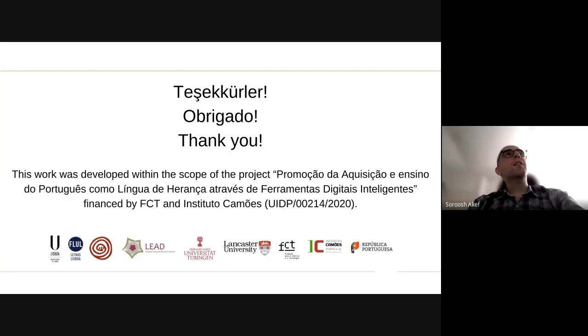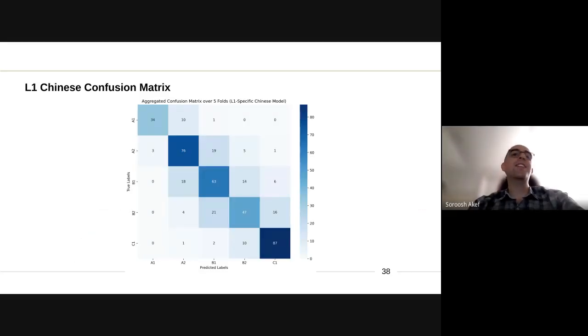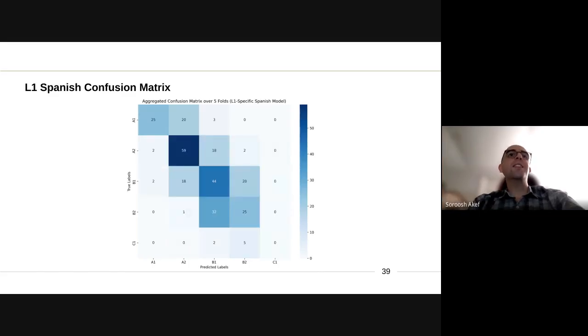Right. So basically, data imbalance is always an issue there. And actually, I have a slide here, so we can see how the model is making its predictions. This is the confusion matrix, where we see where the model is making its mistakes. For the L1 Chinese, it's performing more or less as you would expect. But for L1 Spanish, because we had fewer data at level C1, the model is also performing worse.